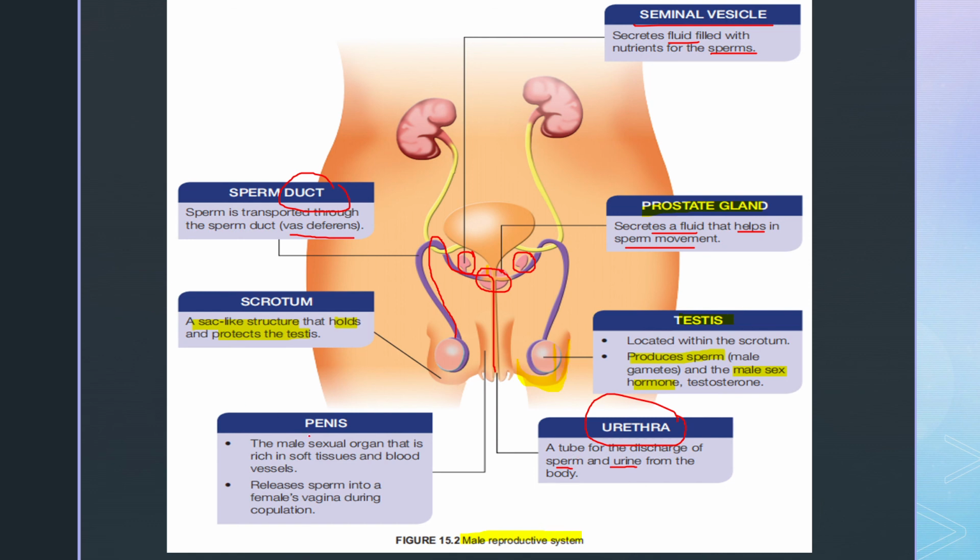Now this structure here is the penis. That's the male sexual organ that is rich in soft tissues and blood vessels. Its function is to release sperm into the female's vagina during copulation, meaning during sexual intercourse.